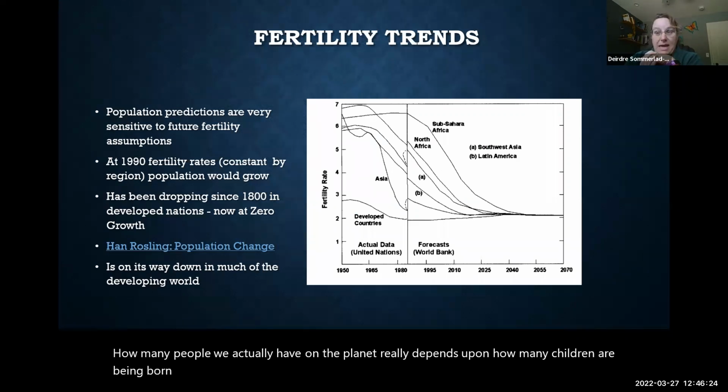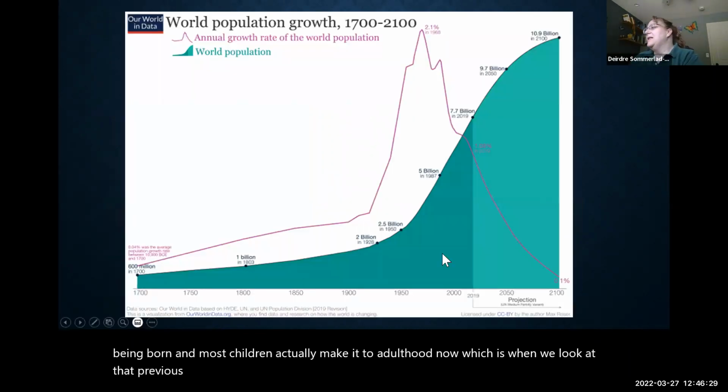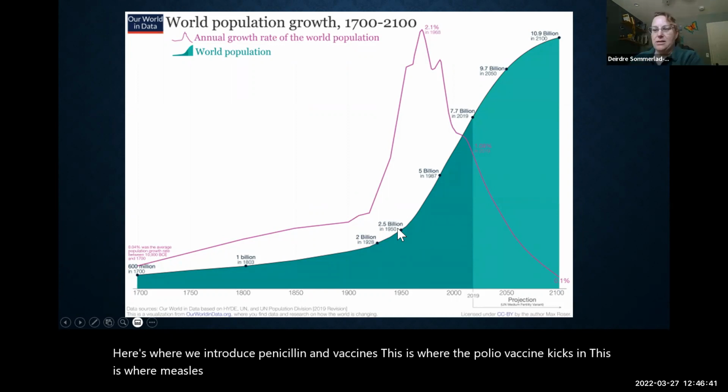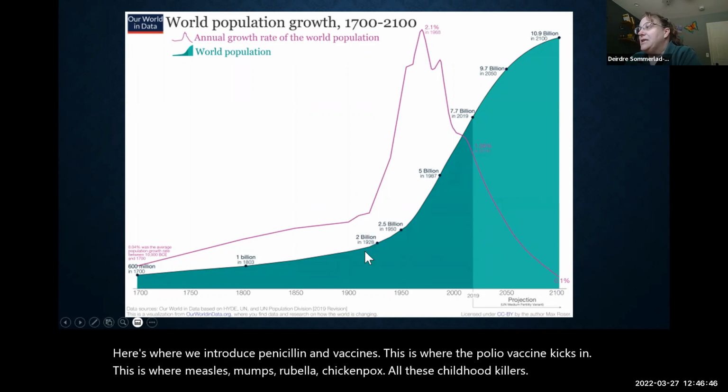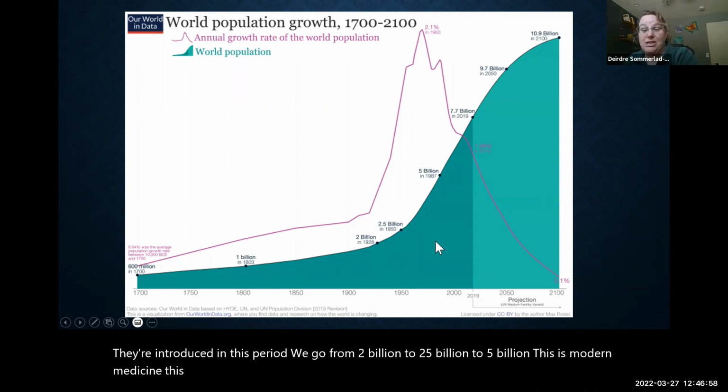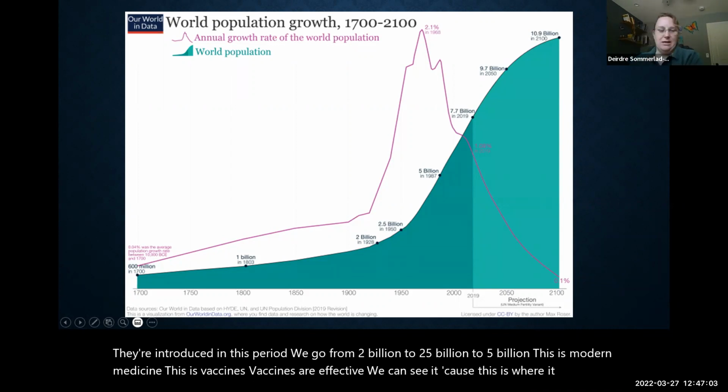And most children actually make it to adulthood now, which is, when we look at that previous slide, right? Here's where we introduce penicillin and vaccines. This is where the polio vaccine kicks in. This is where measles, mumps, rubella, chickenpox, all of these childhood killers, they're introduced in this period. We go from 2 billion to 2.5 billion to 5 billion. This is modern medicine. This is vaccines. Vaccines are effective. We can see it because this is where it is. Look at the world population increase.